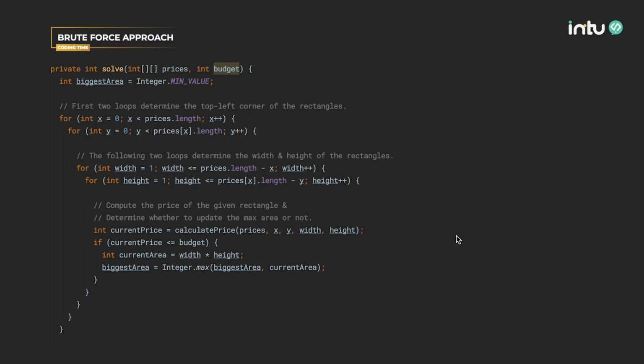Let's see how we can code the brute force approach. First, we create a variable to keep track of the biggest area we found so far. Then we write for loops to iterate through every possible rectangle in the given 2D array. The first two determine the top left corner of the rectangles. The next two loops determine the width and height of the rectangles. Once we get the top left corner, width, and height of a rectangle, we compute its price and compare with the biggest area found so far.